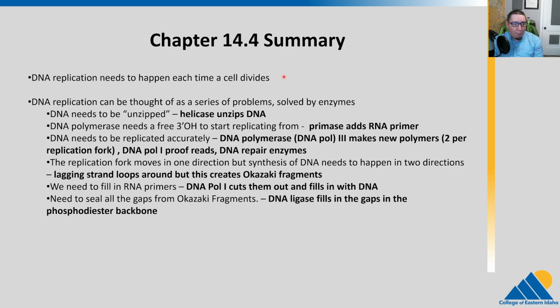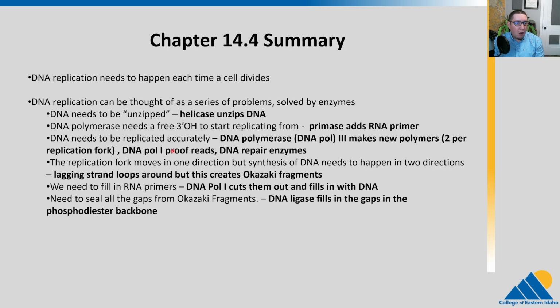Okay, so DNA replication. This is going to happen every time the cell divides. And we thought of it as a series of problems that are solved by different enzymes. DNA needs to be unzipped. Helicase unzips the DNA. DNA polymerase needs a free 3' OH to start replicating from. Primase added RNA primers in there for our DNA polymerase to start copying from. DNA needs to be replicated accurately. DNA polymerase III does most of this. It makes the new polymers, but it makes some mistakes. So DNA polymerase I comes and proofreads, and DNA repair enzymes also come in and help fix any mistakes that are in there.